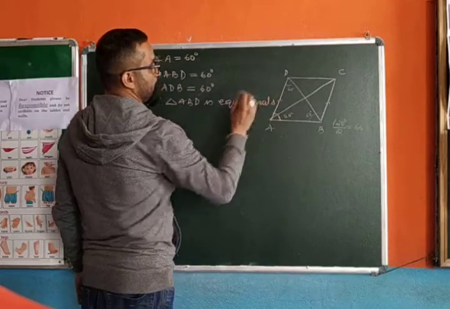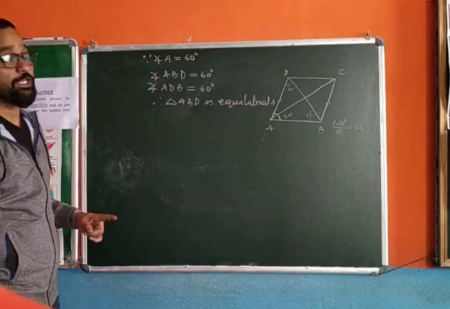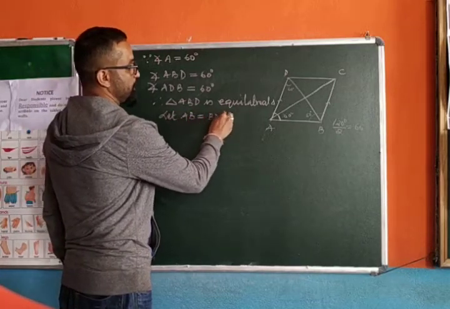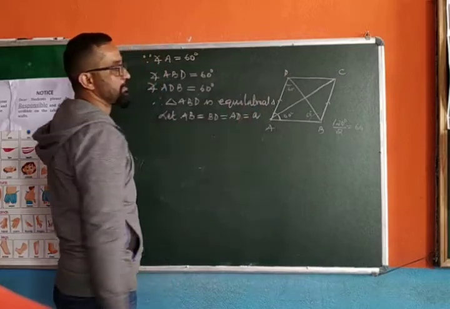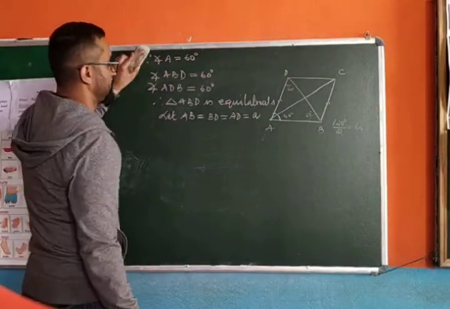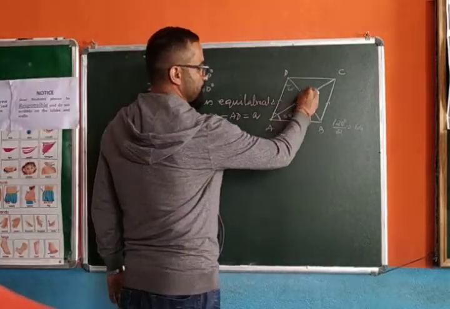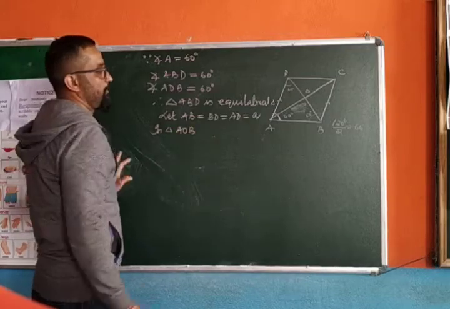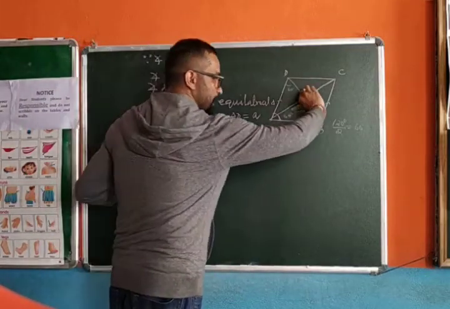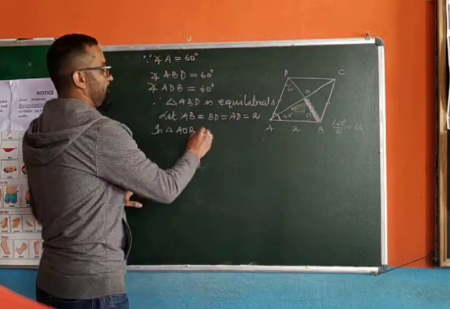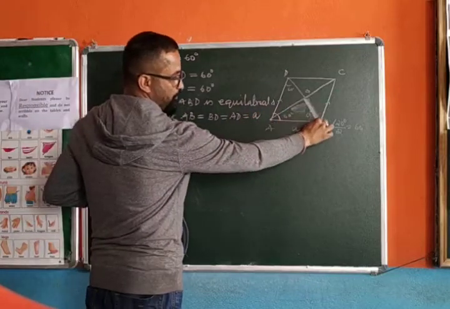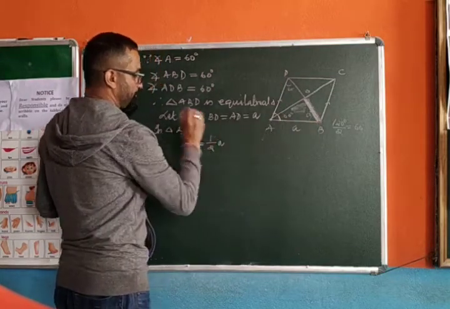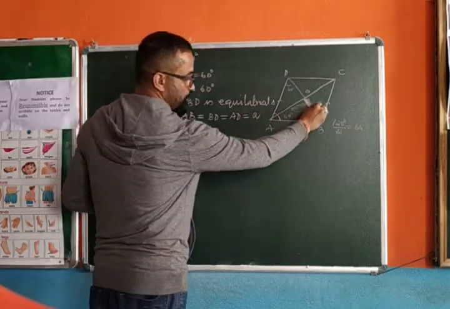Equilateral triangle. And in an equilateral triangle, sides are equal to each other. So let AB equal BD equal AD equal, we assume it as A. And once you know these sides, we use this triangle now. In triangle AOB, side we know is A. OB is half of the diagonal BD, so the length of OB will be equal to half of the entire length, that is A divided by 2.